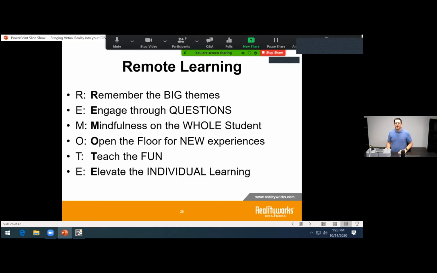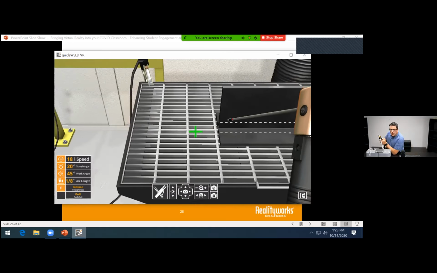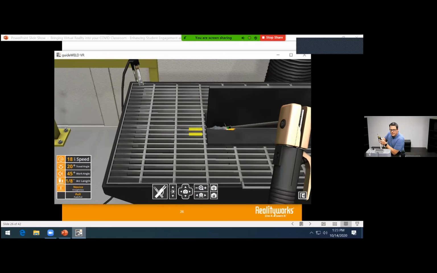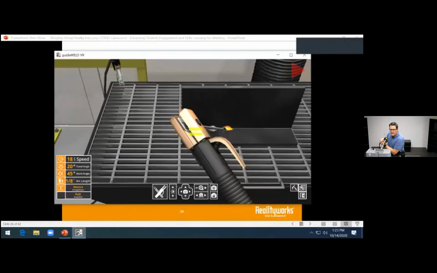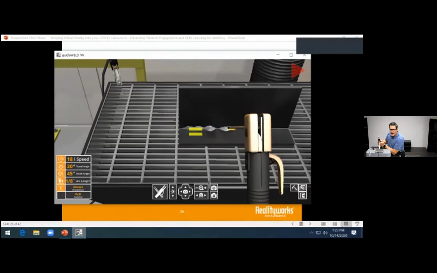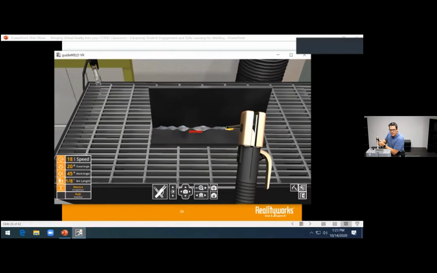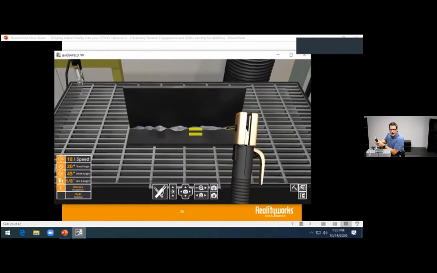So if I come up here and I go to my weld, you might actually do a weld here and have the students watch your weld, and you might be doing some things that you shouldn't be doing. Start welding like this. Start moving in different areas. Ask the questions: what did you see as you saw me do this weld? What did I do right? What did I do incorrectly?